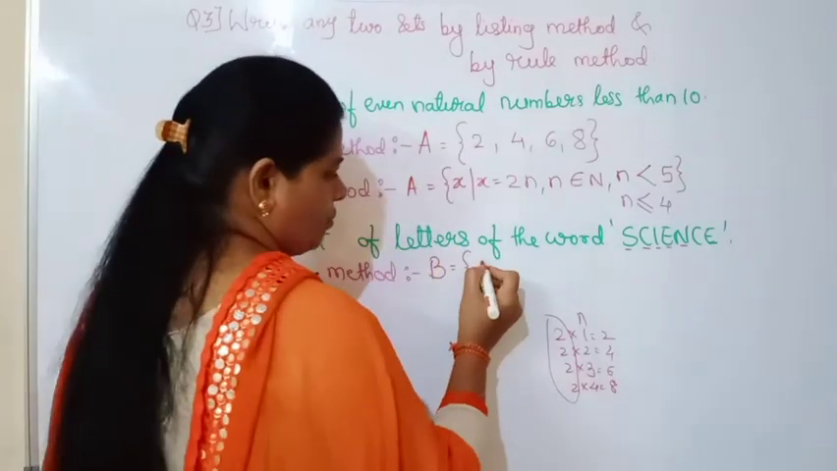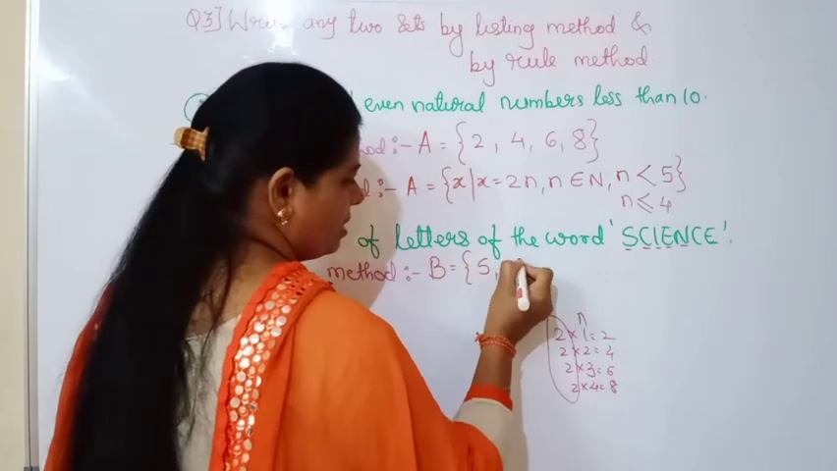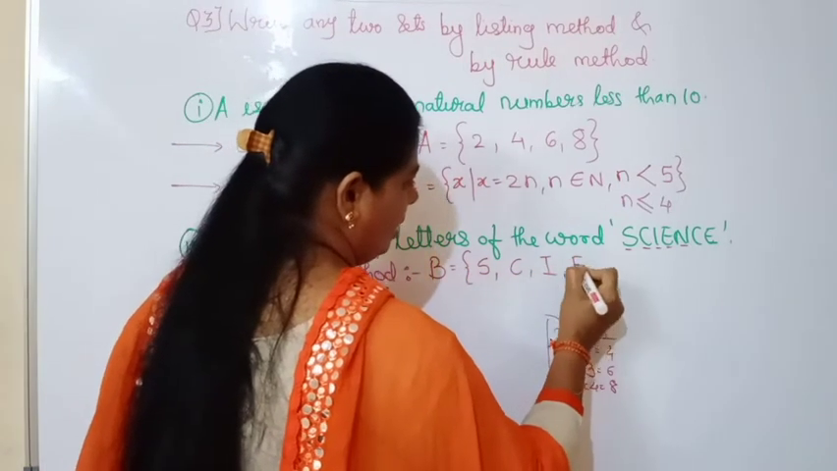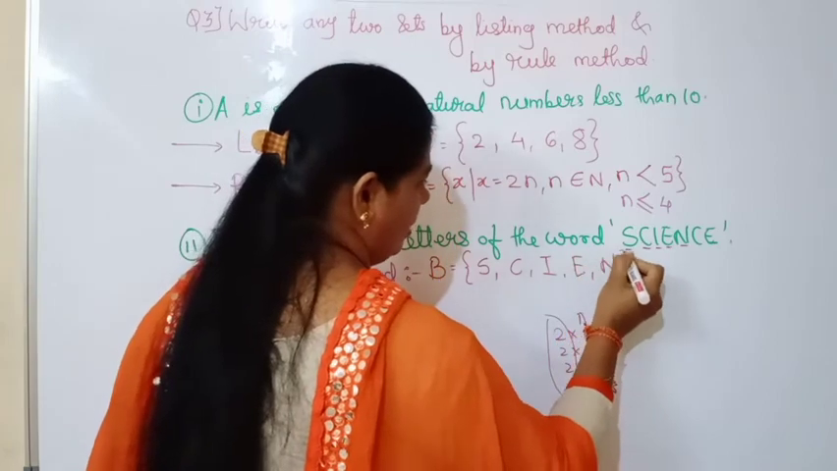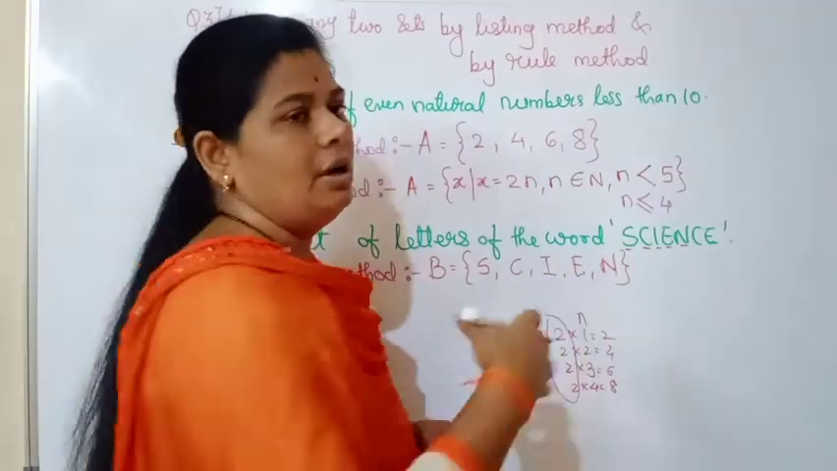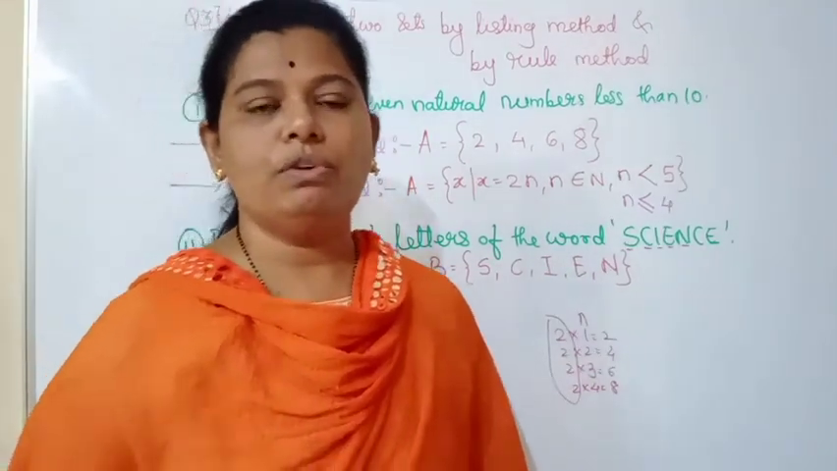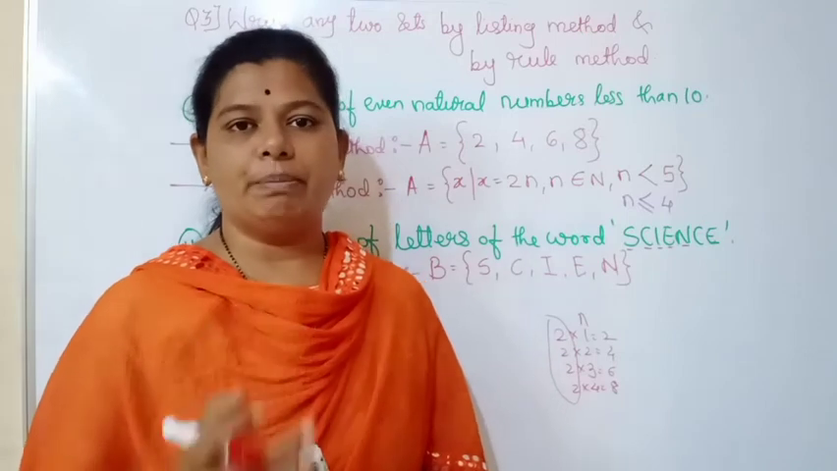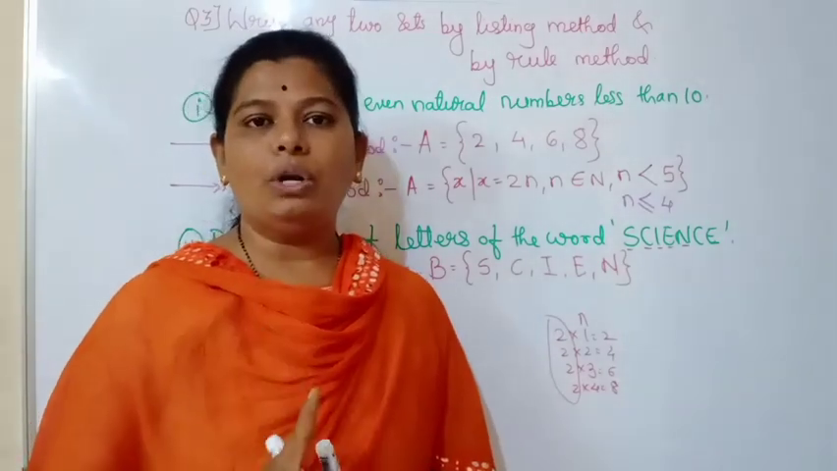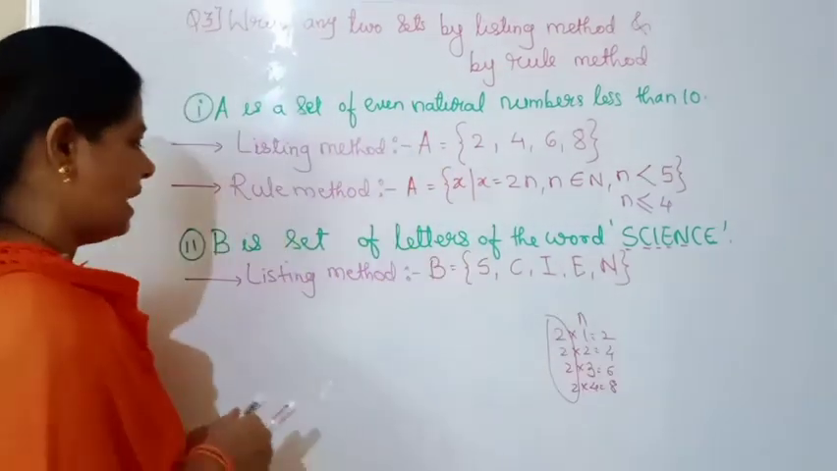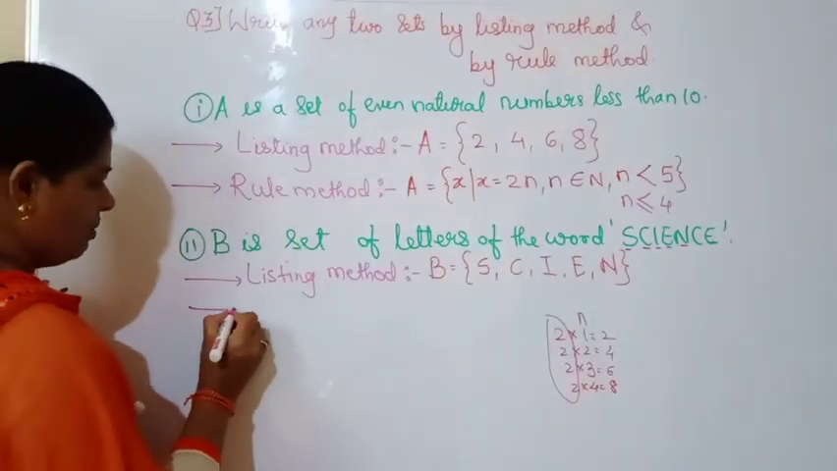So which will be the alphabets here now? S, C, I, then E and N. Enough. No need to write C and E two times. So this is the rule which you have to keep in mind: even though the alphabets are repeated, we have to write them only once in the set. Now the second method we will write, that is the rule method.